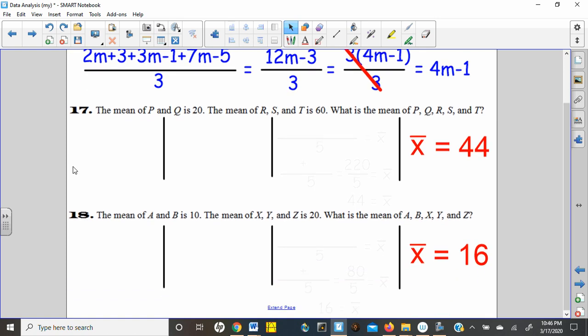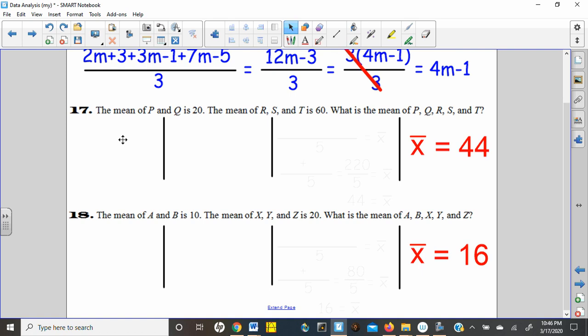17 and 18 are very similar to each other. They give us an average and information about 2 numbers and information about 3 numbers, and then ask us something about all 5. If you just take it in chunks, it's actually pretty simple. If you try to deal with all 5 immediately, there's not much you can do. But here's what we know.